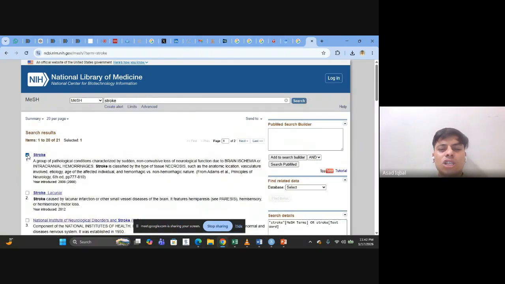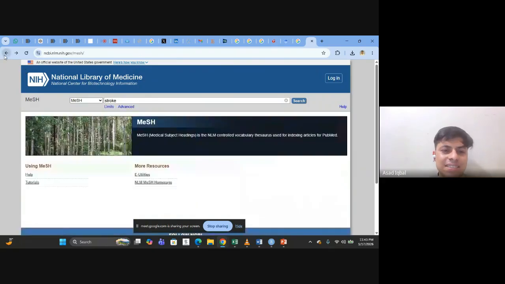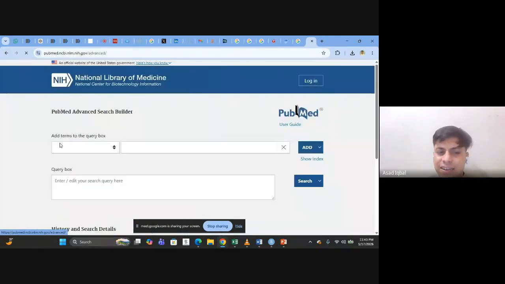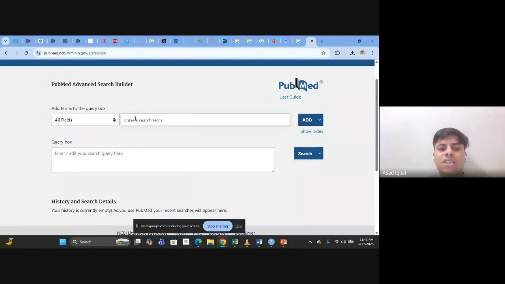You need to check this and click add to search builder. So now this is stroke. You need to use a word like stroke both with MeSH and without MeSH. And how can you do this? In the advanced search builder, you need to click on this and put the results here, I mean the different blocks.